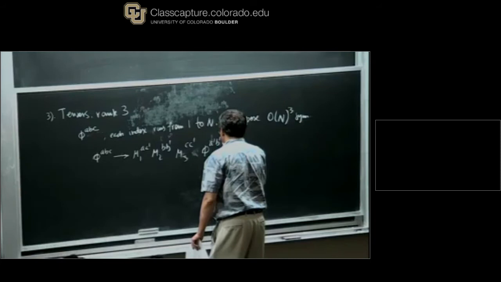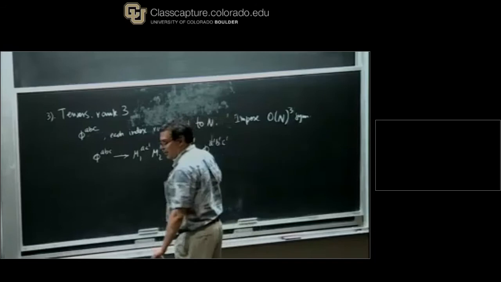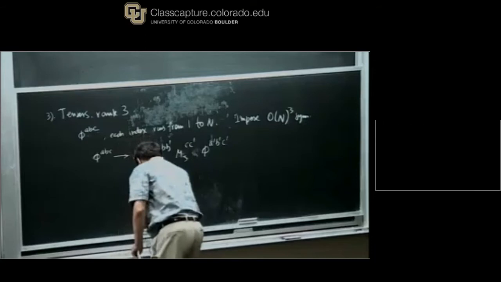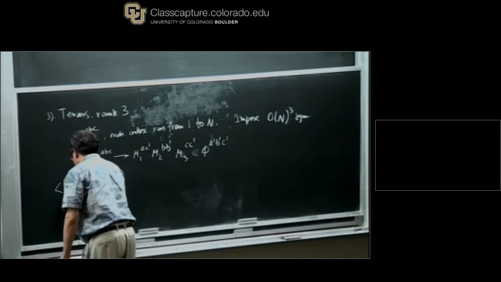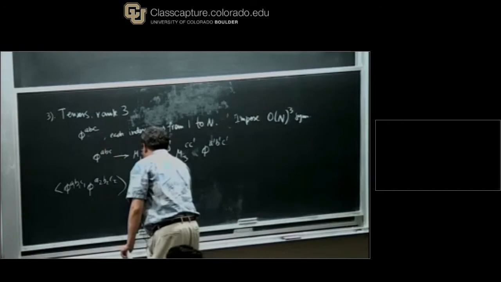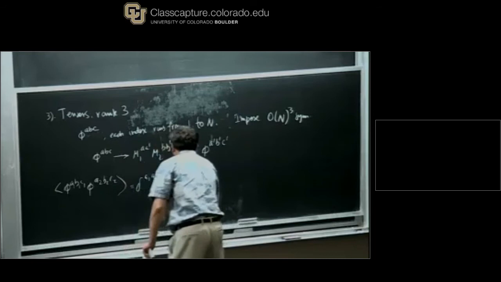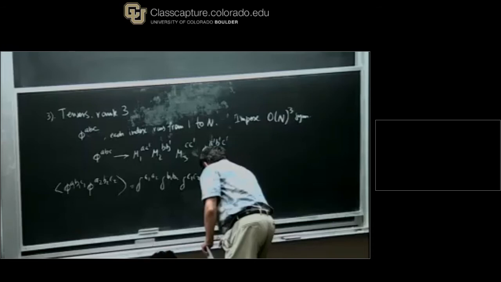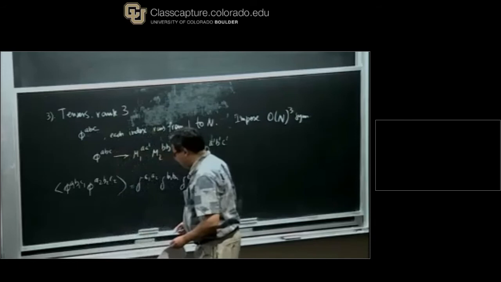And now these are three separate N by N matrices. Now you can again have, for example, by O(N) cubed symmetry, you expect the propagator to look like delta A1, A2, delta B1, B2, delta C1, C2. And this we will represent now by a triple line. This is what people who work on this for a living call stranded graphs or wire graphs.